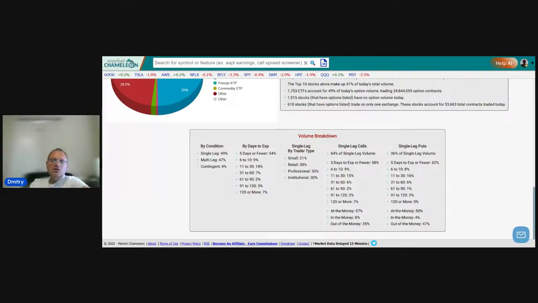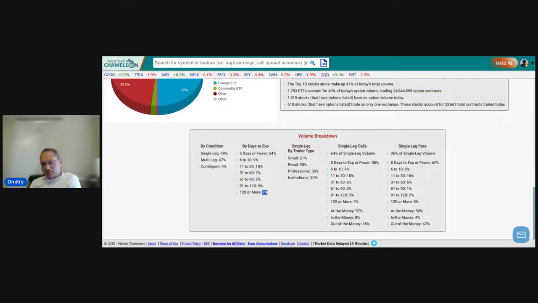Here, we get a concentration based on expirations. So if we took options that have less than a week, 5 days or fewer, that represented 54% of all traded volume. So more than half the volume is in the very short dated options, the options with 5 or fewer days to go. The next one is the range from 11 to 30 days. That's 18%. And if we wanted to go way out, like the LEAPS, that's only 7%.